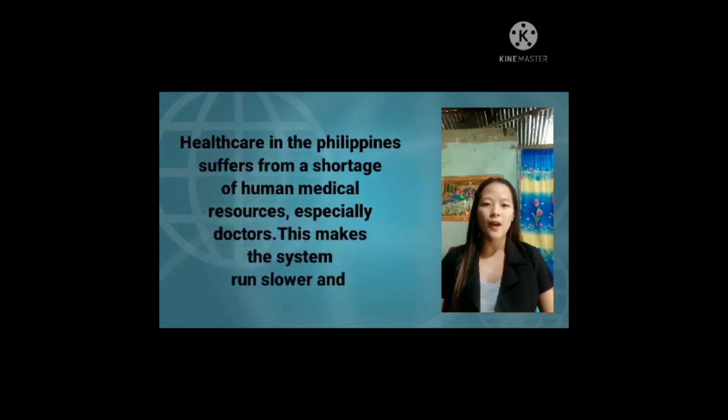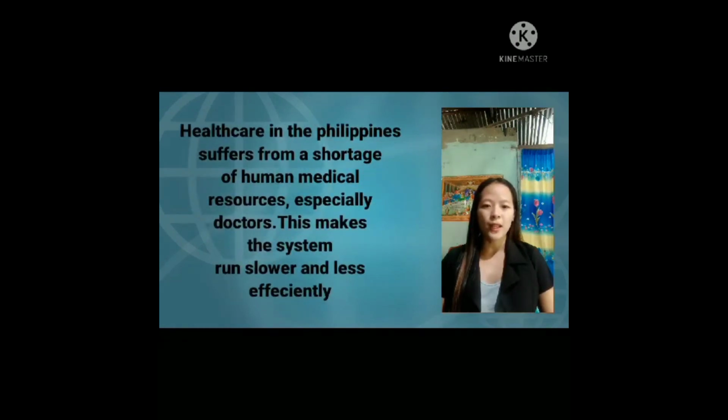Healthcare in the Philippines suffers from a shortage of human medical resources, especially doctors. This makes the system run slower and less efficiently. And these are the causes, types of health issues, and the problems.